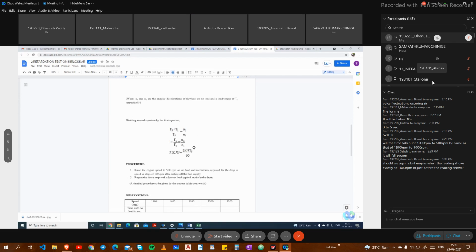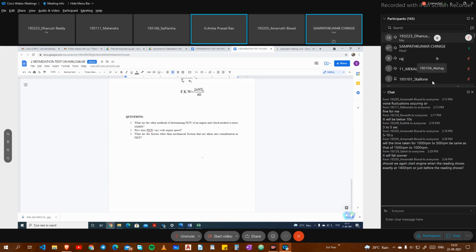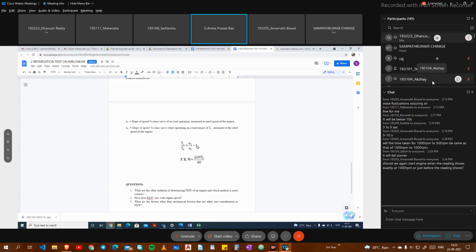So I think everything is clear, sir. Which one, sir? How does FKW vary with engine speed? If this TF is also a function of N, as your N varies, the TF also varies. So TF itself is also a function of N again, no? Correct. So that means FKW is a square of the speed.